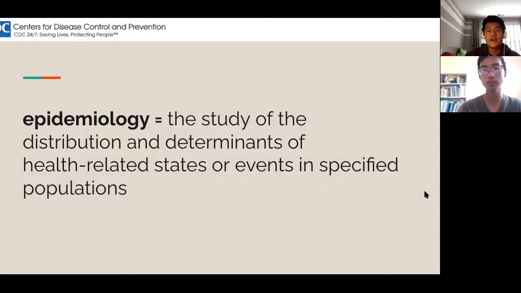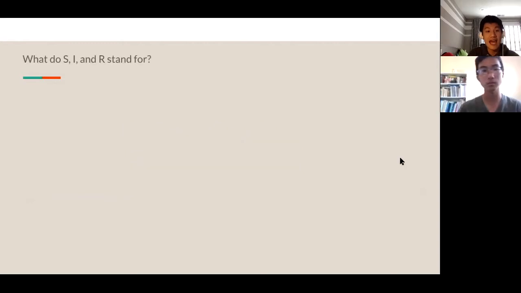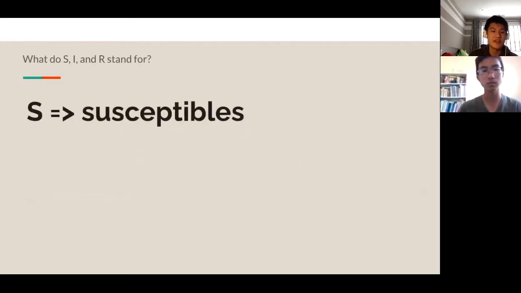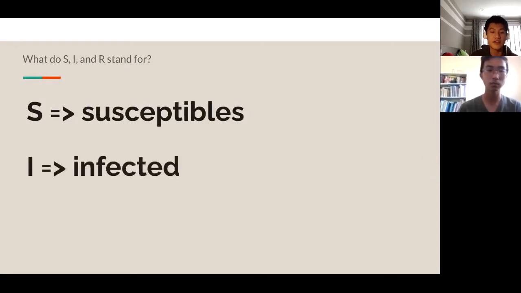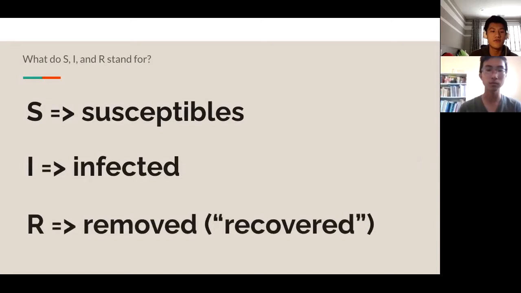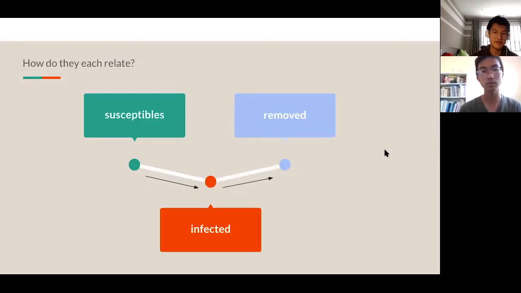We're going to learn about something called the SIR model. S stands for susceptibles. Susceptibles means everyone in the population that could potentially catch the disease. I stands for infected, aka those that caught it. Lastly, R stands for removed. So that includes those that have recovered, like some people euphemize it and call it recovered, but it also includes those that died. People move from being susceptible to being infected to then being removed.